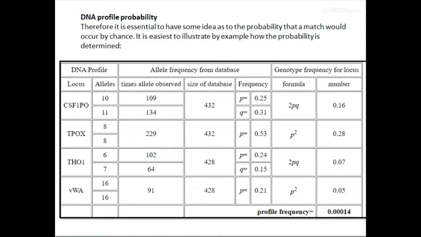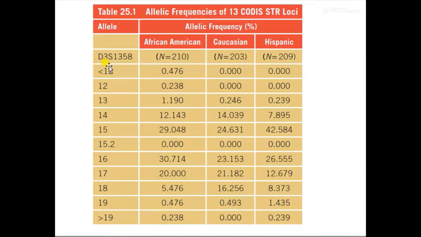Now, how will you find out the values of p and q and all that? For that, you have to take a population of individuals. This is a table depicting the allelic frequency of 13 loci. I've not depicted the whole thing, but just a small part of it. If you're going to do a DNA profiling, at the same time you should also prepare a what?